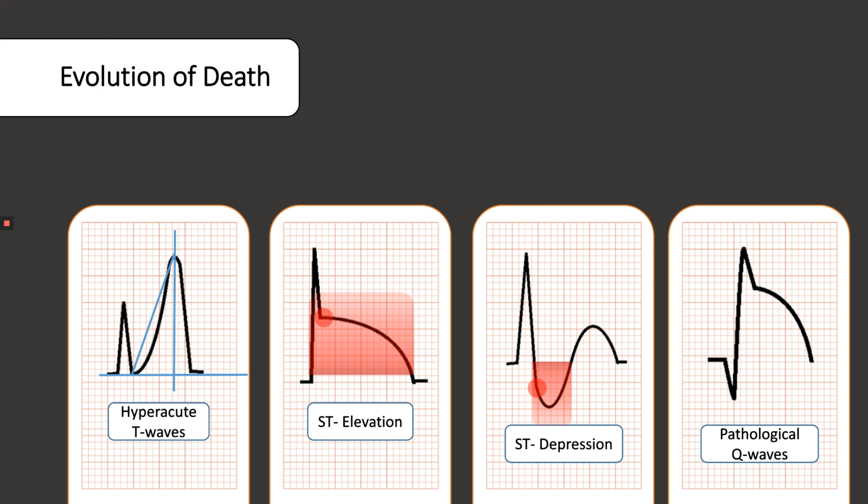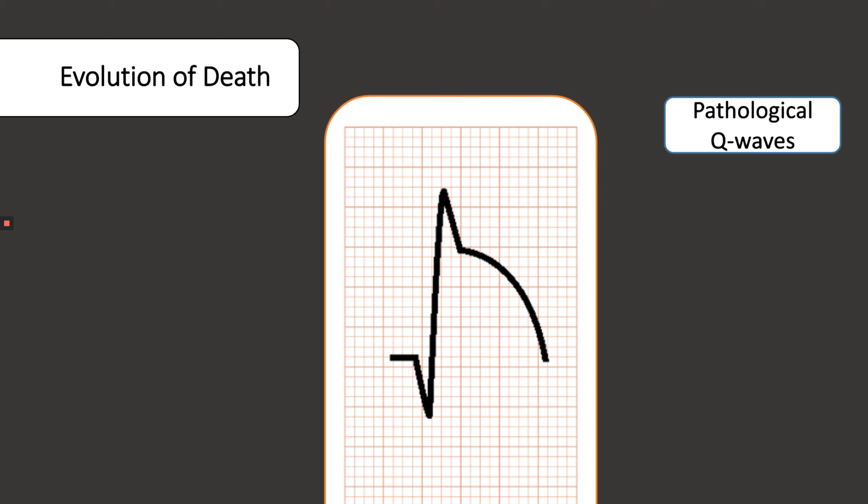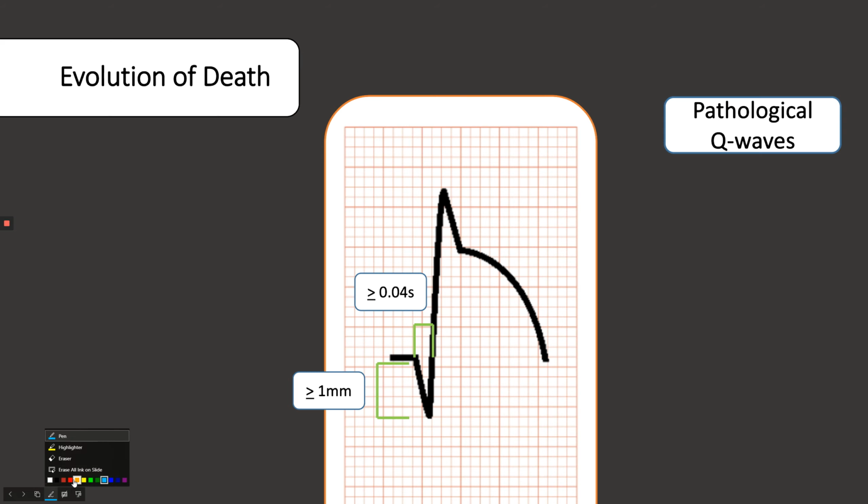So we're going to take a look a little bit deeper because pathological Q waves have their own criteria. When I'm looking at these, I'm looking for two things, very simple: 0.04 seconds wide or more, and 1 millimeter or more in height. Super simple to remember, because all I want to do is see if I am one tiny block wide and one tiny block tall. If I am greater than both of those, then I know I've got a pathological Q wave.